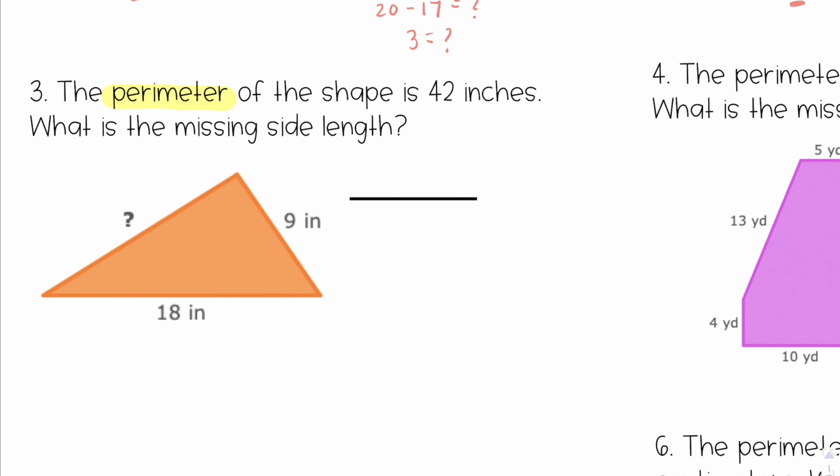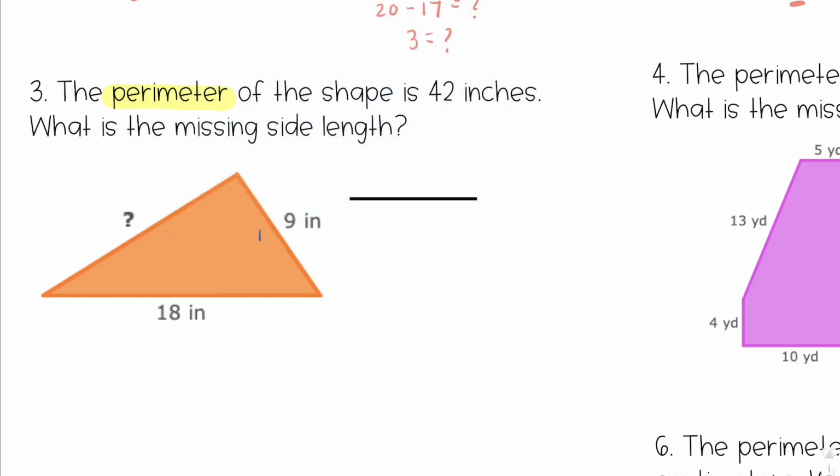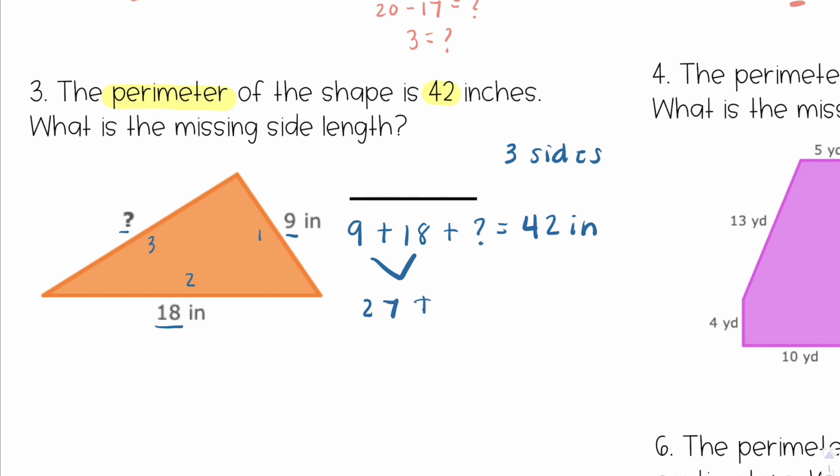Number 3, I'm still trying to find the perimeter of the shape. This time I can determine the number of sides is 3 because it's a triangle. It has 3 sides. And so I'm going to try to find the missing length by combining and setting up an equation of 9 plus 18 plus my variable, which I use question mark, equals a total of 42 inches. I get that from the problem at the top. And so I'm going to combine that 9 and 18 to make 27, plus my variable equals 42.